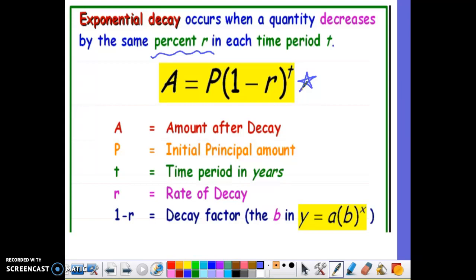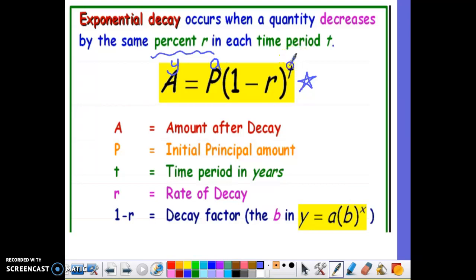A still represents my final amount after decay. Remember, we can just say that that is y. They just used A instead. P is my principal amount. Remember, when we're talking about money, a lot of times they call it the principal, what you start with. But if we think back to our normal exponential form, y equals A times B to the x, P really just represents A here. T is still my time period.